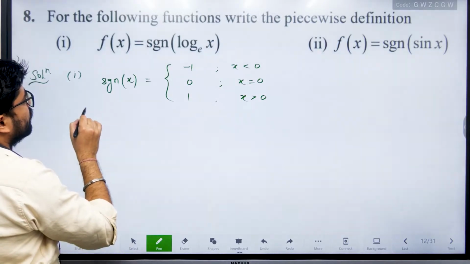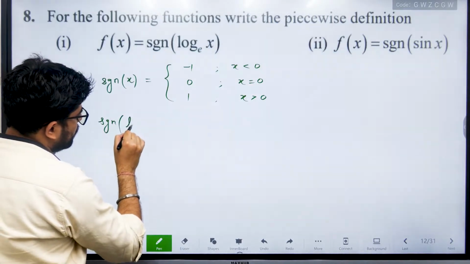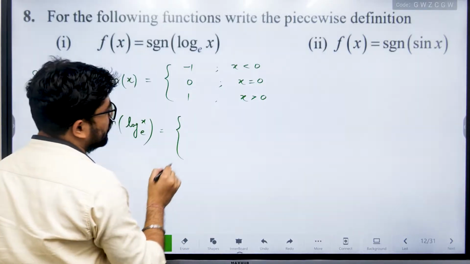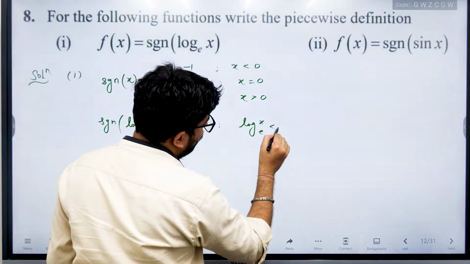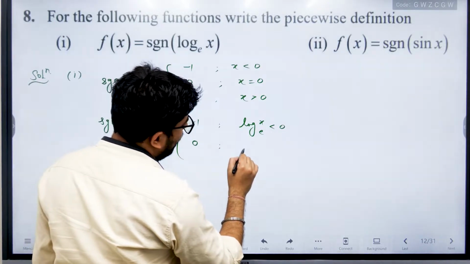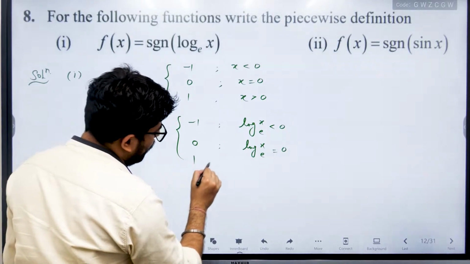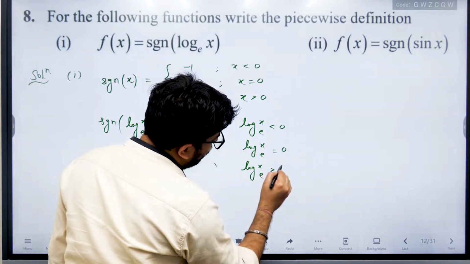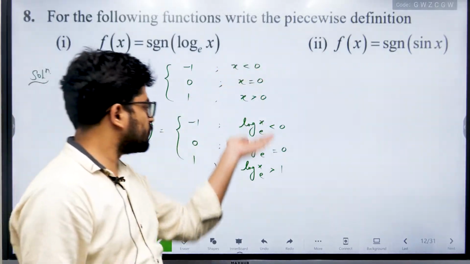Now, if you find it for the first part, signum of log x to the base e, ln x basically. So you can say this is minus 1 whenever ln x is negative. Okay. Second, this is 0 whenever ln x is 0. Next, this is 1 whenever ln x is greater than 0. This time your input is ln x, so just put ln x here.